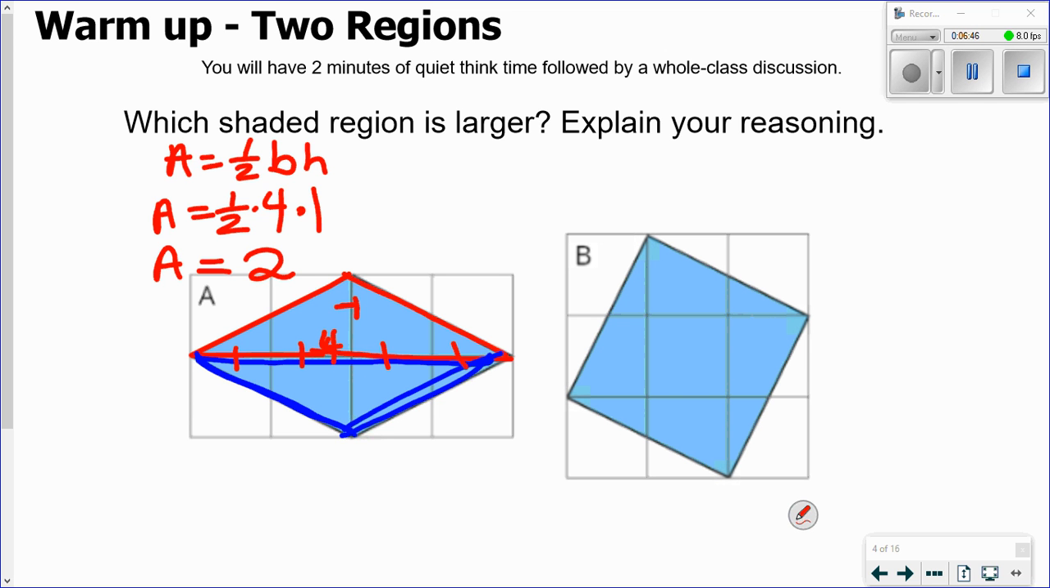If I know that these 2 triangles are equivalent, then I know I can simply just take my answer from the top area and multiply it by 2 since there are 2 of them. So 2 times 2 gives me a total area of 4. So figure A has an area of 4 square units.